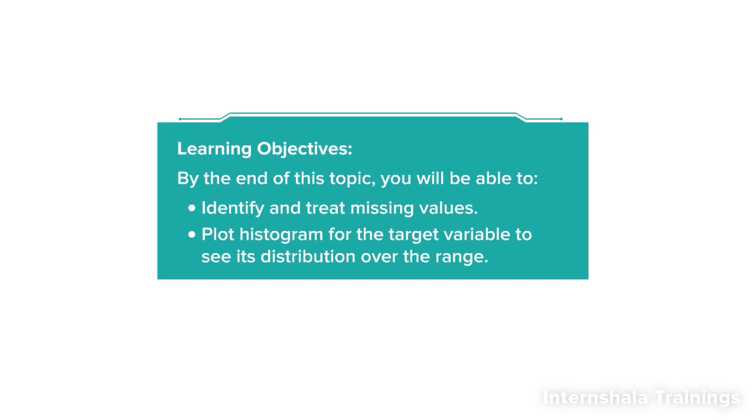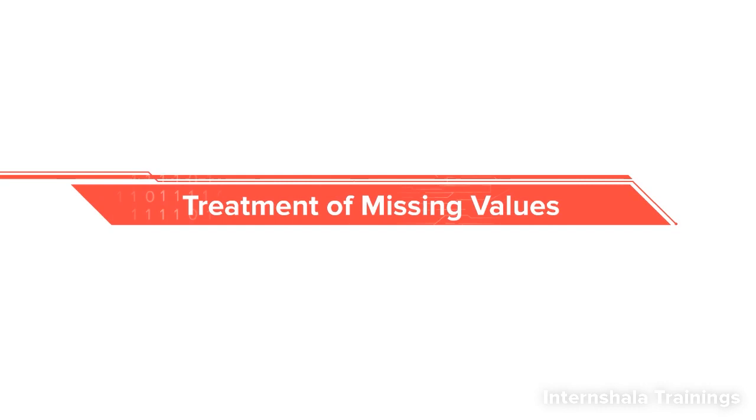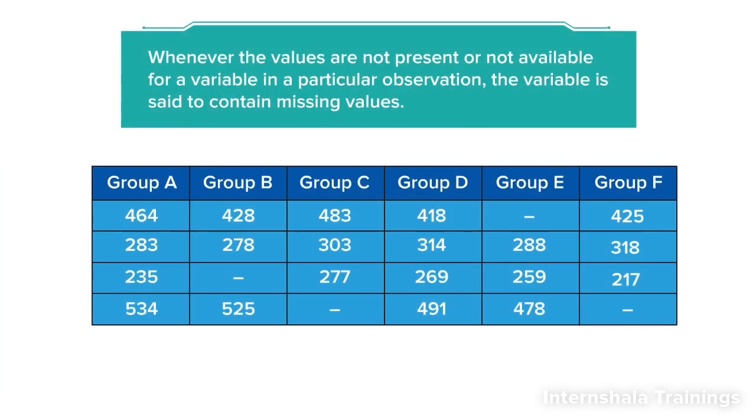Now in the previous tutorial, we had treated outliers. Now our next step is to treat the missing values. As we have learnt earlier, whenever the values are not present or not available for a variable in a particular observation, we say that the variable contains missing values.